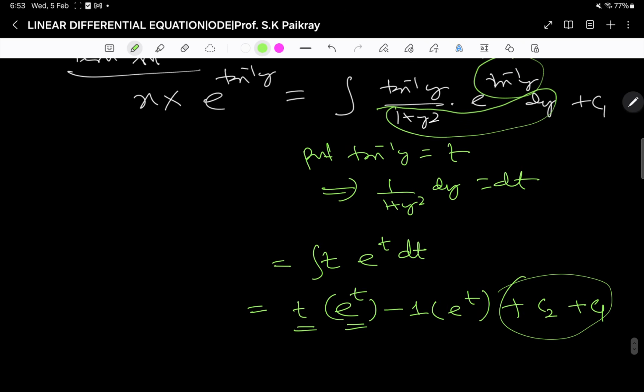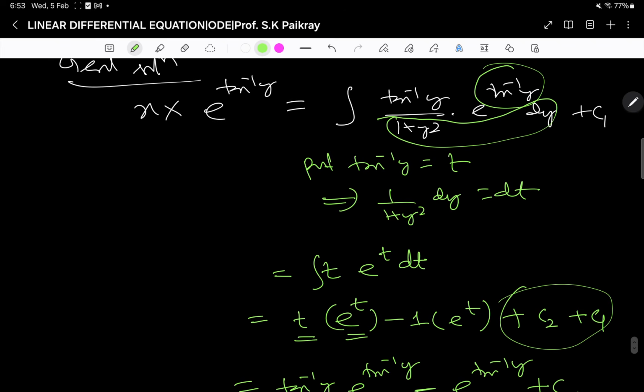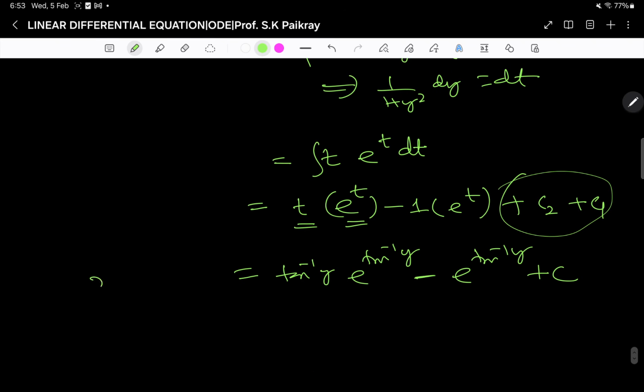So what is the value of t here? t is tan inverse y, so this is equal to tan inverse y e to the power tan inverse y minus e to the power tan inverse y plus some c. In the left hand side, it is x into e to the power tan inverse y.